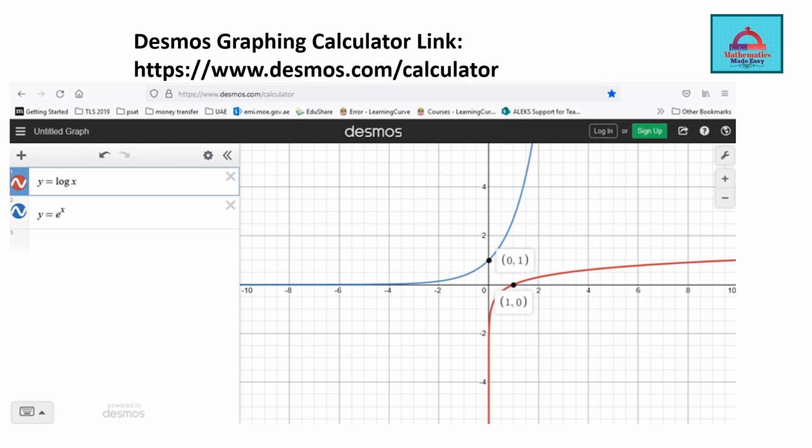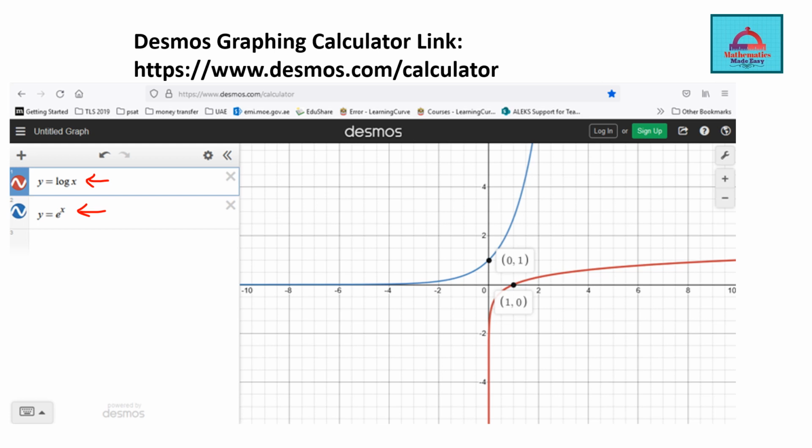I used the DESMOS graphing calculator. The link is provided on your screens. I will put it in the description box for all of you who want to try it out yourself. So here I have drawn for you the two graphs, one of the logarithmic function, one of the exponential function. The red or pink one is for log and the blue one is for exponent. So let's compare how the graphs are behaving.